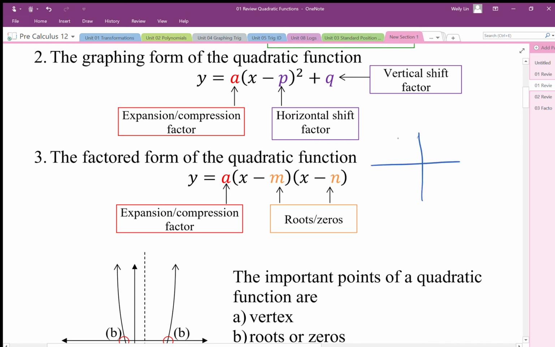Okay, so no matter where I draw this graph, my zeros are here and here, my vertex is always going to be right in the middle. Okay, so that does help us give us some symmetry. And again, symmetry is very important when it comes to the parabola.